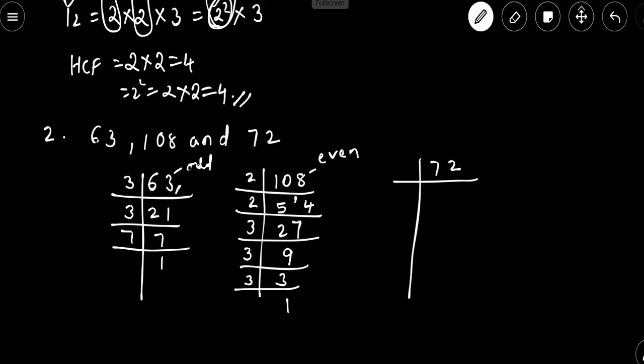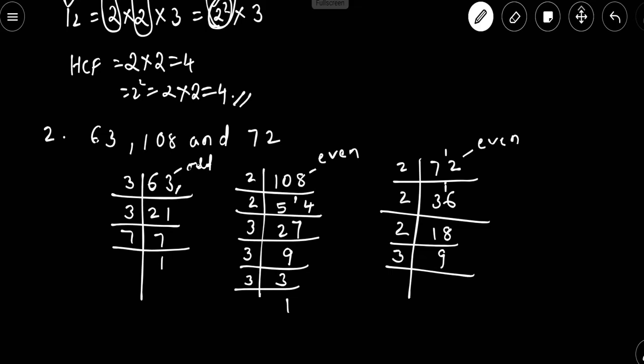Next we will calculate for 72. The last digit is 2, again an even number, so it is divisible by 2. 2 threes are 6, 1 remainder here, so it becomes 12. 2 sixes are 12. Again it is divisible by 2. 2 ones are 2, 1 remainder, 2 eights are 16. So 2 nines are 18, then it is divisible by the 3 table. 3 threes are 9 and 3 ones are 3.